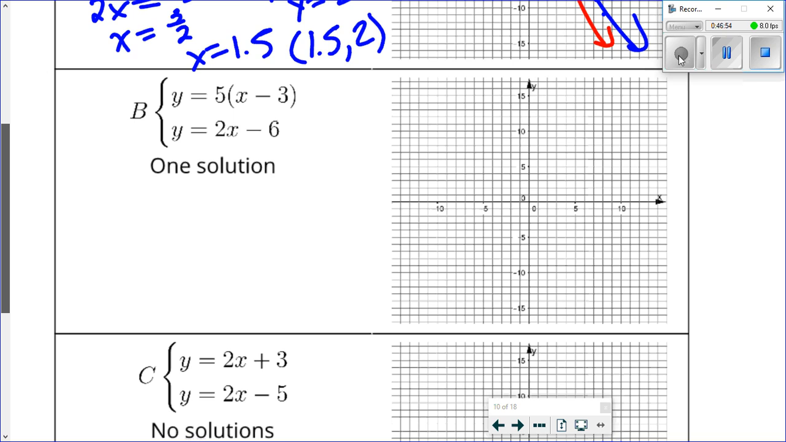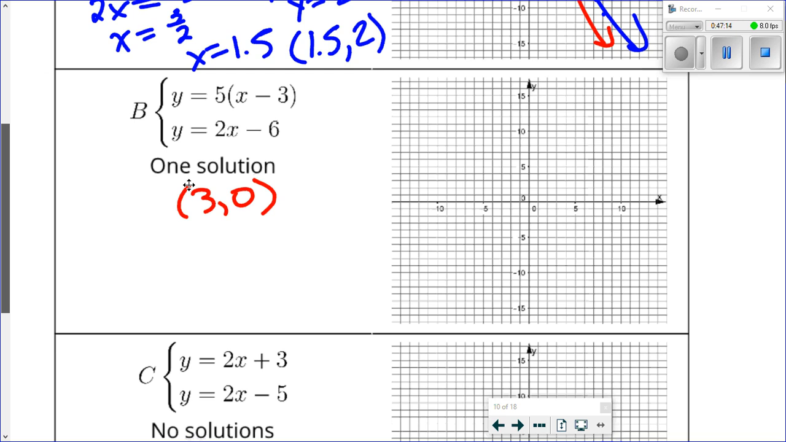All right, so for time's sake, it also tells us that equation B is going to have one solution. So I'm not going to go through it with you, but you can check your work with me. The point of intersection should be at 3, 0. So if you graphed your lines, that should be where the two lines intersect.